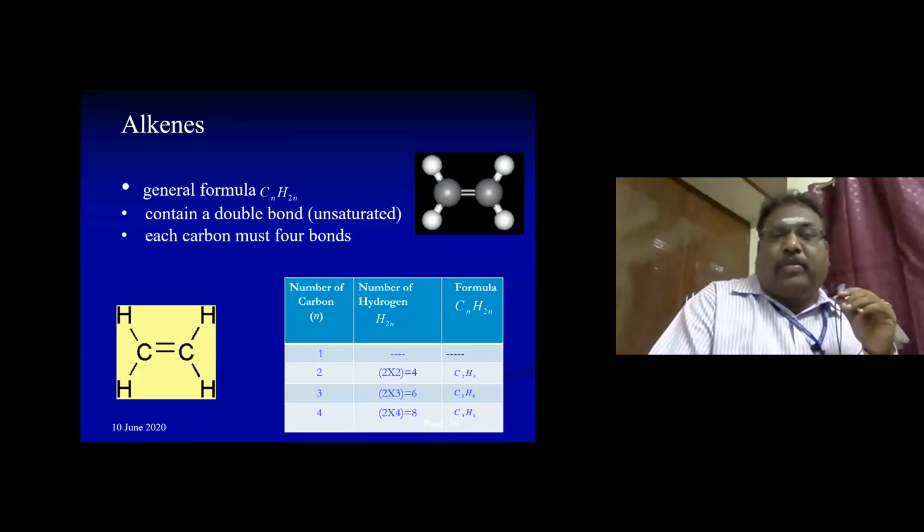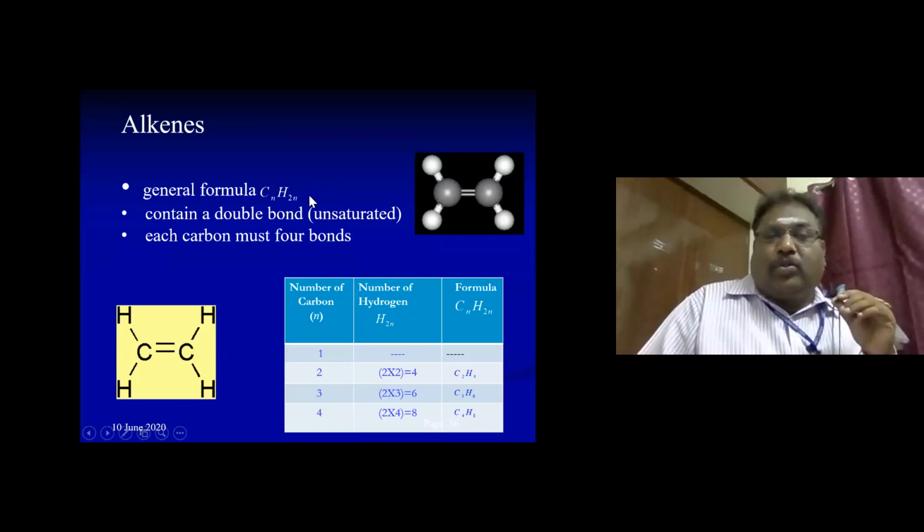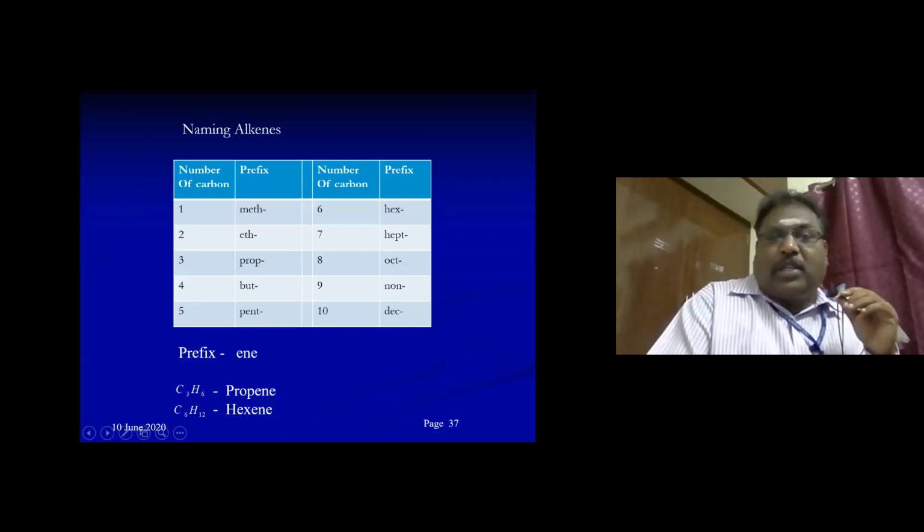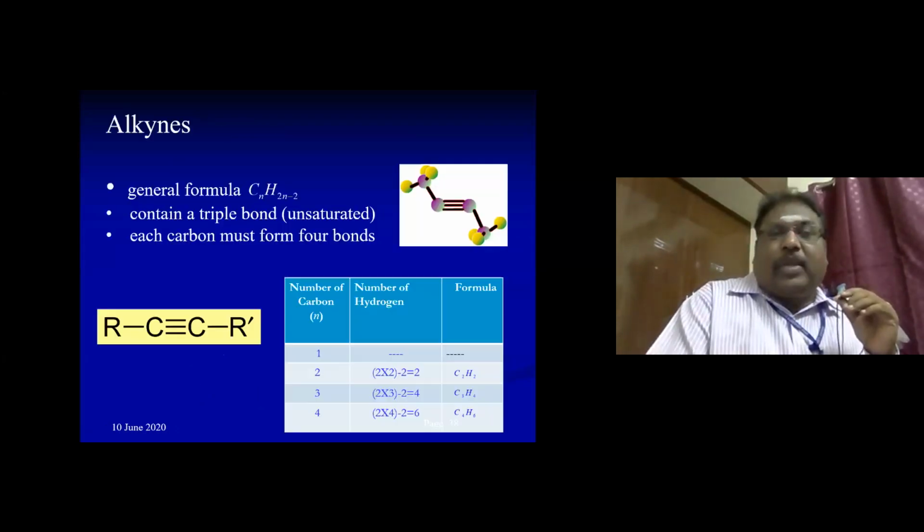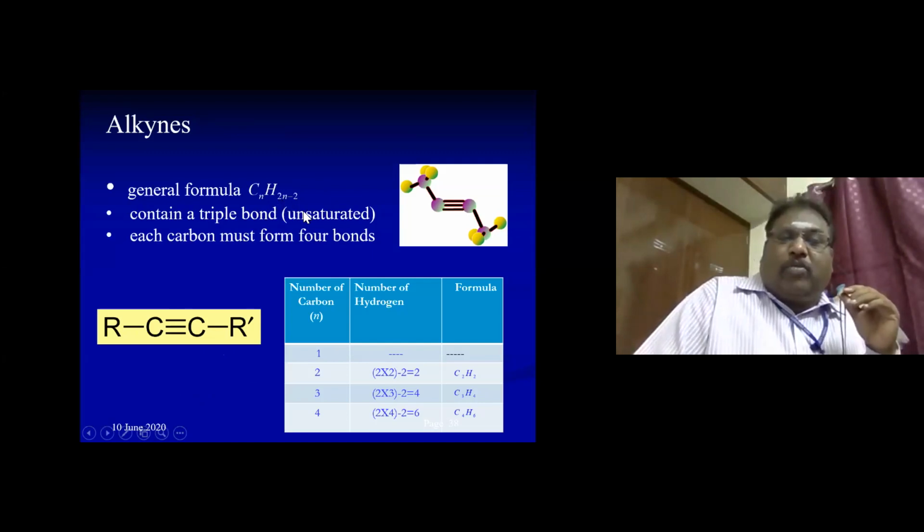Fine. Then I reduce 2 hydrogens. CnH2n is the general formula, this is the ethene family. Ethene, propene, butene, the prefix is ene. There is no methene. Then the triple bond: remove 2 more hydrogens, so CnH2n+2, then CnH2n, then CnH2n-2.